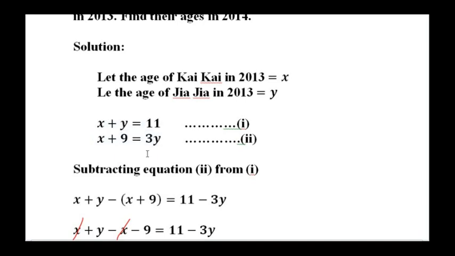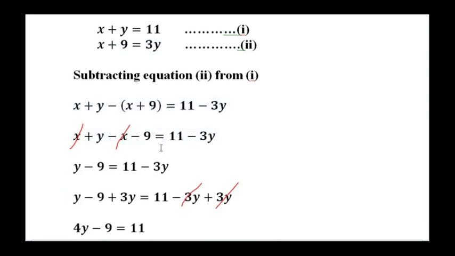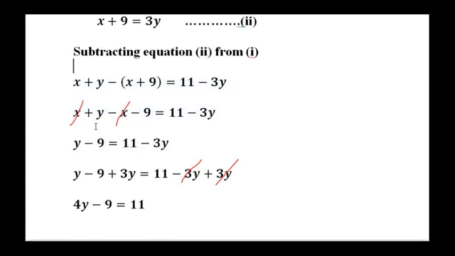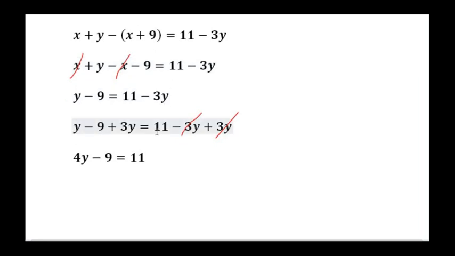To do this, we will subtract equation 2 from equation 1. So, left-hand side of equation 1, which is x plus y, minus left-hand side of equation 2, x plus 9, equals 11, which is the right-hand side of equation 1, minus 3y, which is the right-hand side of equation 2. Next, I'm going to multiply this negative sign by positive x and positive 9. So we get negative x, negative 9. As you can see, positive x and negative x will cancel each other out. We get y minus 9 equals 11 minus 3y.